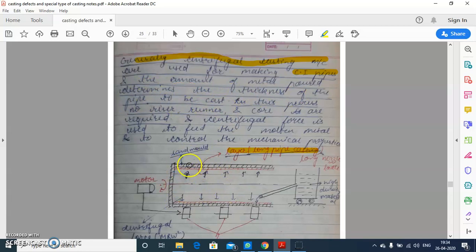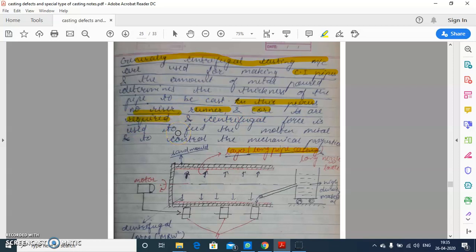We can calculate the thickness of this pipe with the help of the volume of the molten metal. Whatever volume of molten metal we put in the sand mold will give the thickness of the desired product. In this process, no riser, no runner and no core are required.